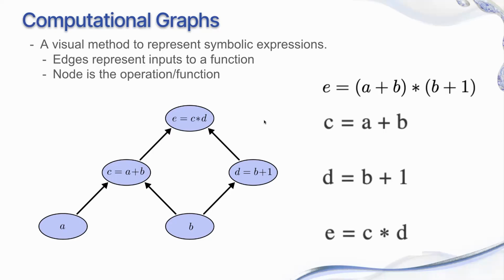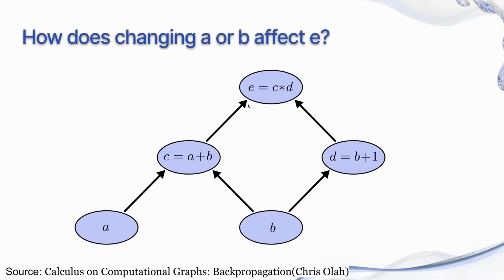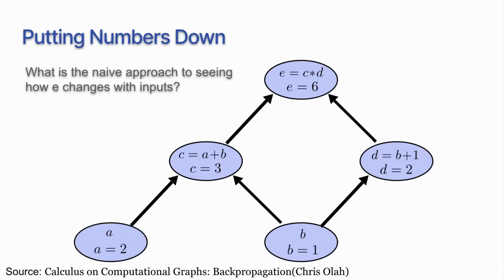Okay, right. Computational graphs. So I guess the motivating question here is, how does changing A or B affect E? Okay, that's a motivating question. And today is all about how does changing one input affect the output. Okay, that's the basic theme or way of thinking for today. So just to put down some numbers initially, we'll set A equal to 2 and B equal to 1. I guess as a naive approach, how would you want to make E change with the inputs?